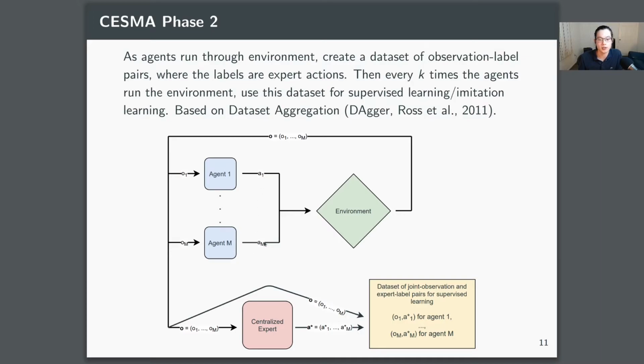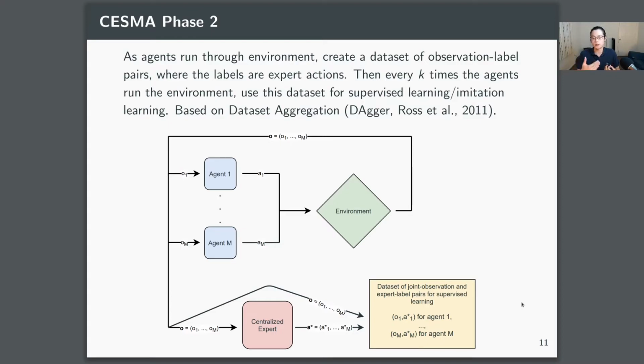So here we have the agents that are outputting their actions and going through the environment, and then the environment will issue the next observation, which will be given to the agents, but also to the centralized expert here. And the centralized expert will then output an expert action. And then we'll be saving this observation and expert action into a data set, almost like an experience replay buffer. So we basically let the agents run through the environment, saving the observations that they see. And perhaps every k runs of the environment, we do supervised learning, or imitation learning, on the agents. So basically the input to agent 1 will be O1, and the label will be the expert action A*1.